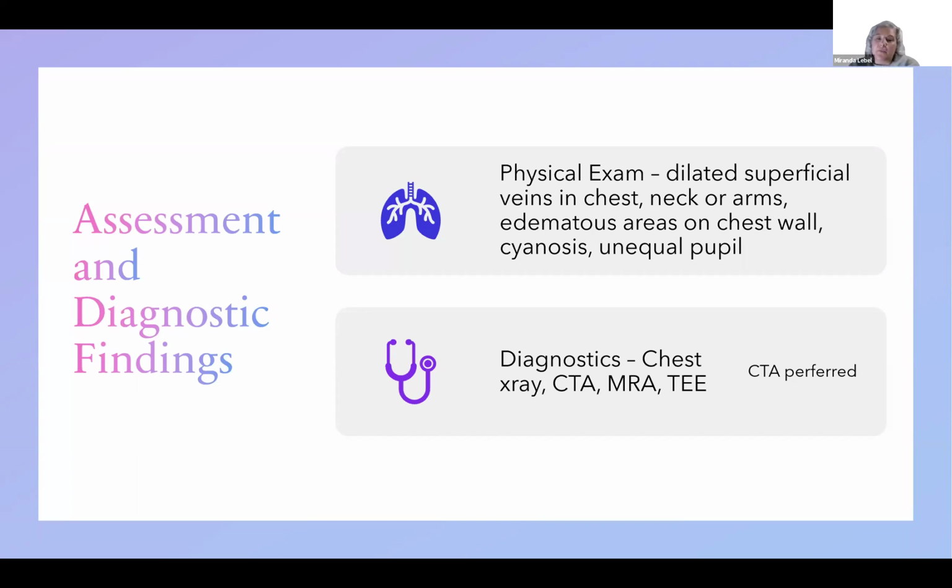And then for diagnostics, we're going to get chest x-ray, CTA, magnetic resonance angiography, MRA, and then a transesophageal echocardiography, TEE. We're going to really focus on that CTA, that CT angio, because it's readily available and we can get it done really quickly and it's pretty accurate. So we're going to focus on that.